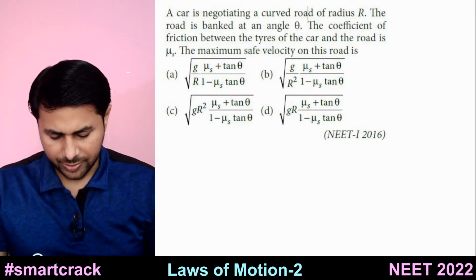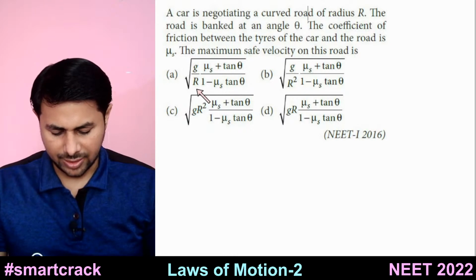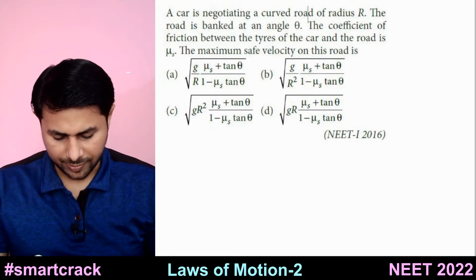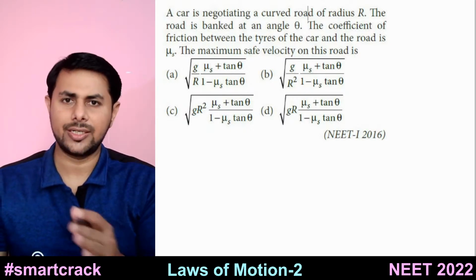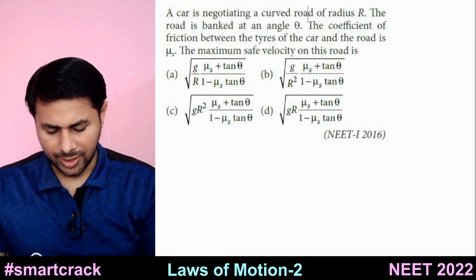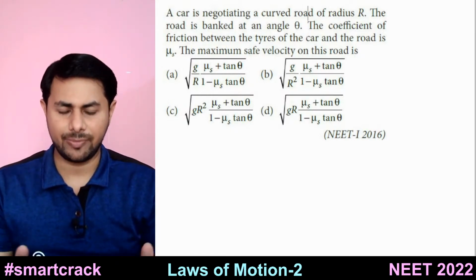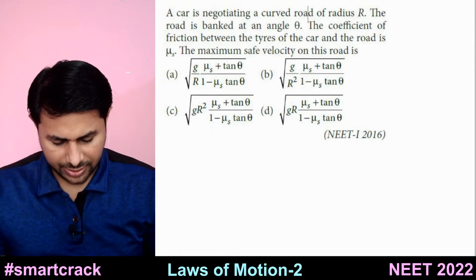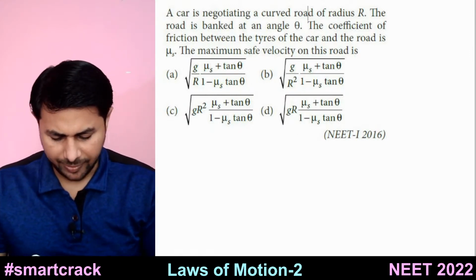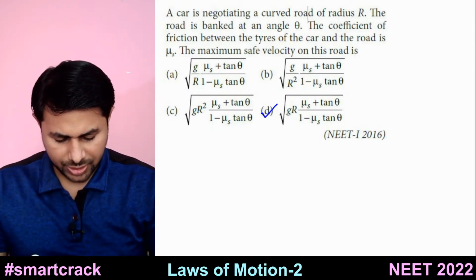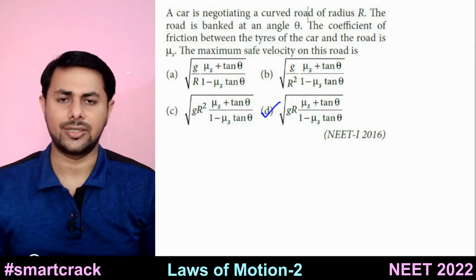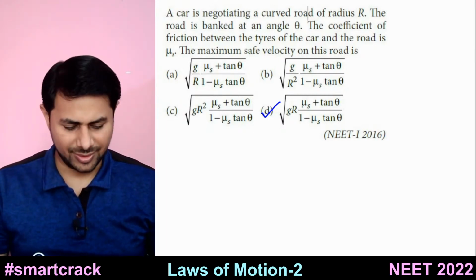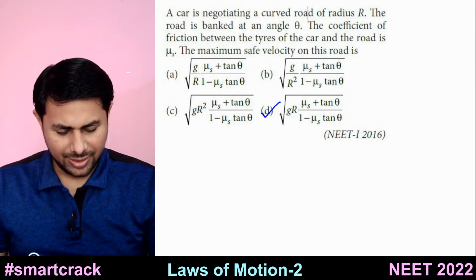The formula is the square root of r g multiplied by mu s plus tan theta divided by 1 minus mu s tan theta, and it matches with option D. So this is the answer. This is the direct formula.